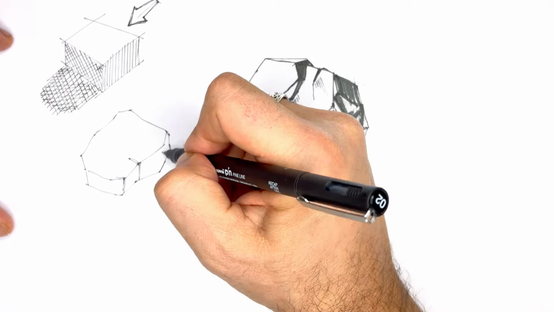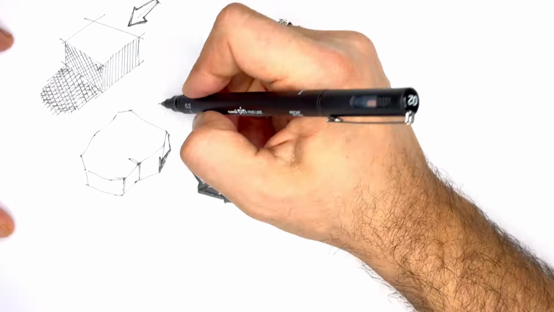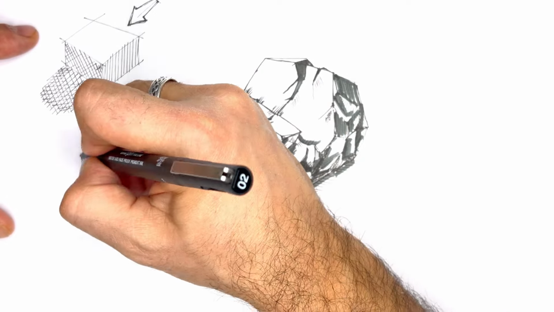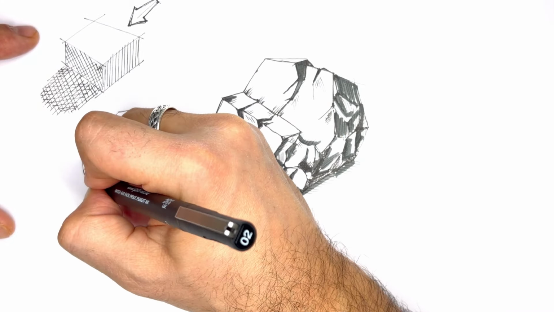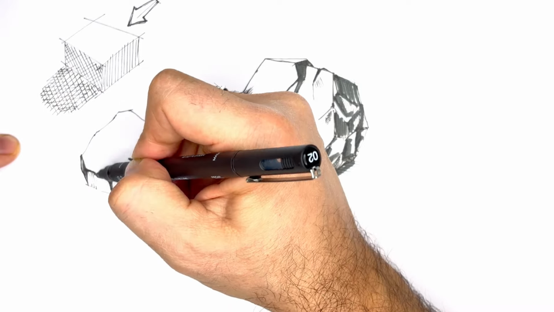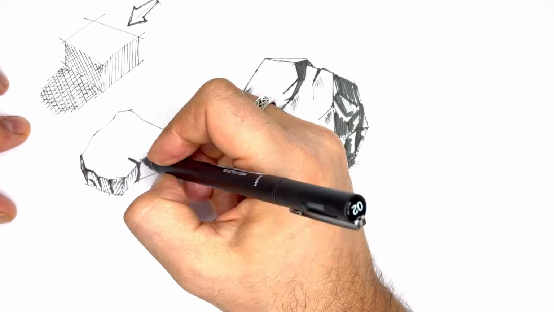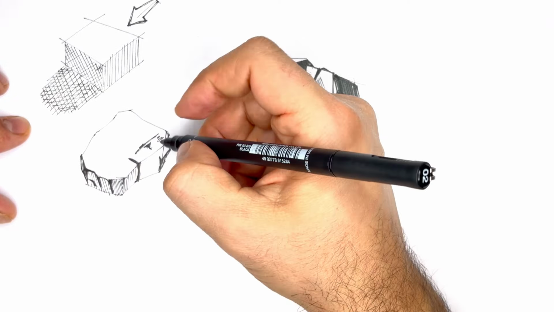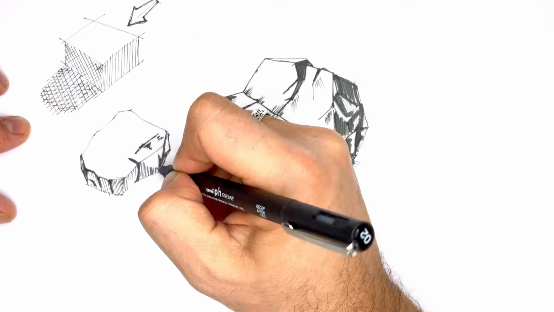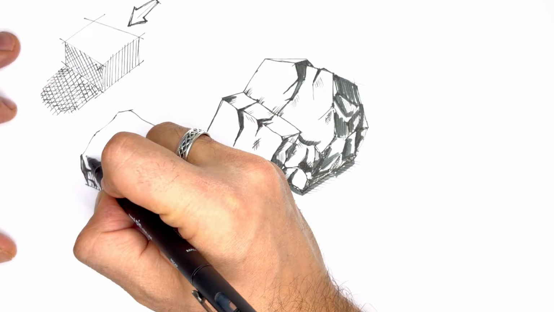Now let's look below. This little rock here, that's just a cube in disguise. Same planes, same logic, same light rules. It's pretending to be organic, but inside, it's still very geometric. We didn't invent new shading. We just broke the cube politely.